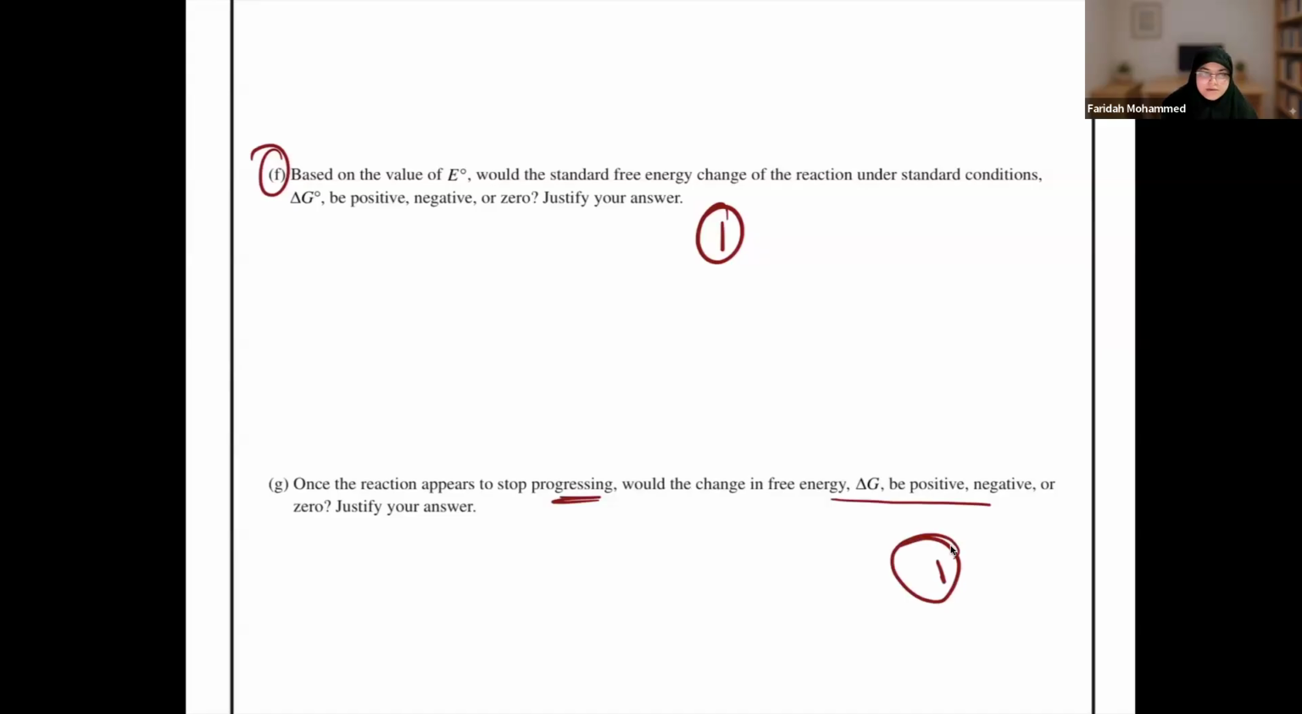Okay. When it reaches equilibrium, that means what? Delta G would be 0. That's why the reaction appears to stop. That's equilibrium, no?